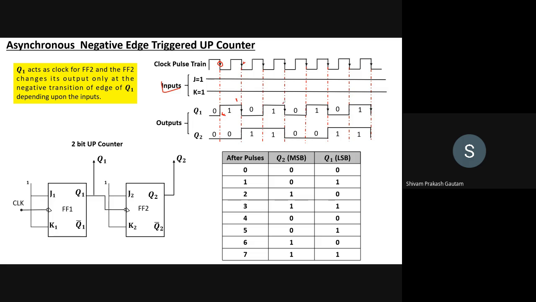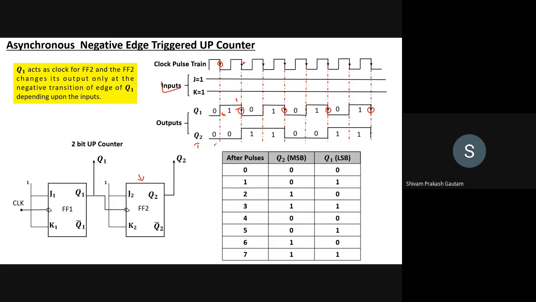Now this Q1 is acting as a clock to the second flip-flop, that is this flip-flop. You can see Q1 is acting as a clock to the second flip-flop. Again, it is a negative edge trigger. That means we have to see what the negative edges of Q1 are, right? So the first negative edge is occurring at this point. Second negative edge is occurring at this point. Third is occurring at this point. Fourth is occurring at this point, right? You can increase as well, go on to your desired level, right?